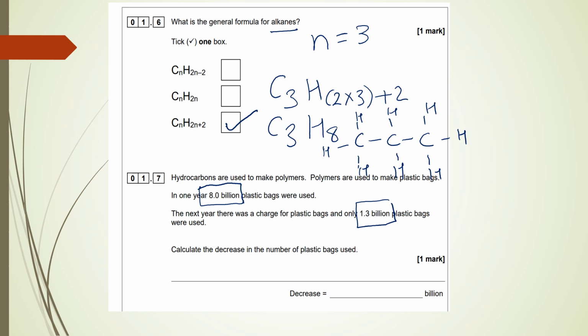Calculate the decrease. Really simple way of doing this. You know originally it was 8 billion. 1.3 has been taken down. If you take away the two numbers, it gives you 6.7. You don't need to worry about the billion bit because it's a common unit on both sides, and the answer is 6.7.